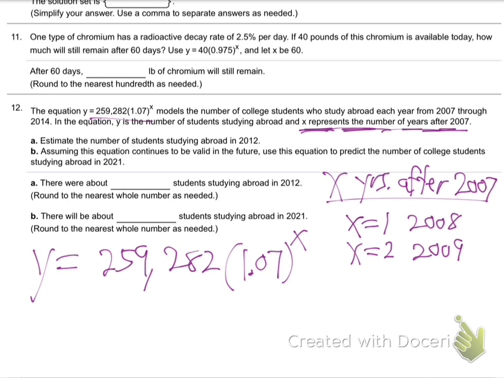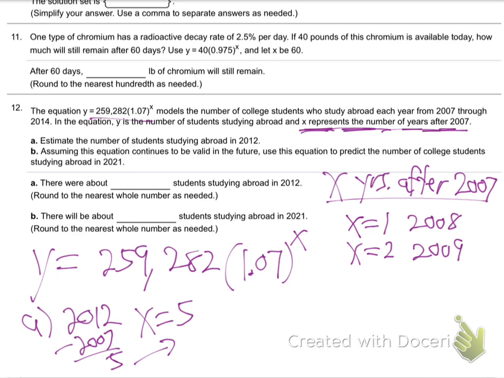Okay, so what? Well, in question A, they're asking how many in 2012? So what am I going to do for 2012? What is x in the year 2012? 5, yeah, because you just subtract 2007 and you get 5, right? That's 5 years after. So that means just take that formula, plug in 5 for x. That's all that means. You guys have your calculators? So put this 5 in right there. Just make this a 5.